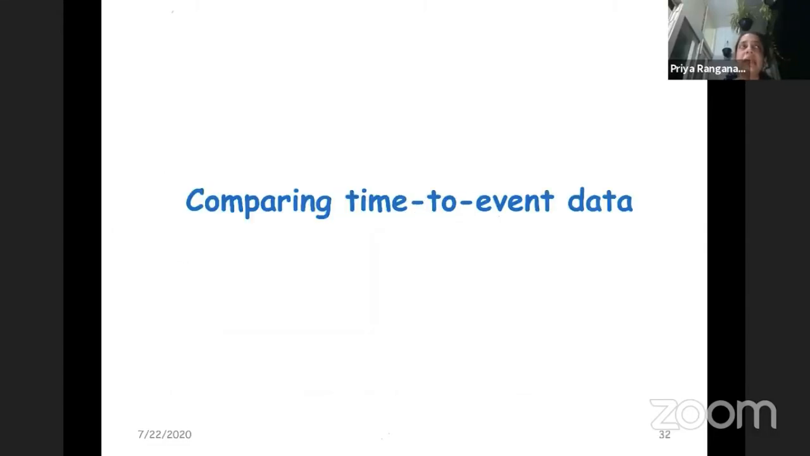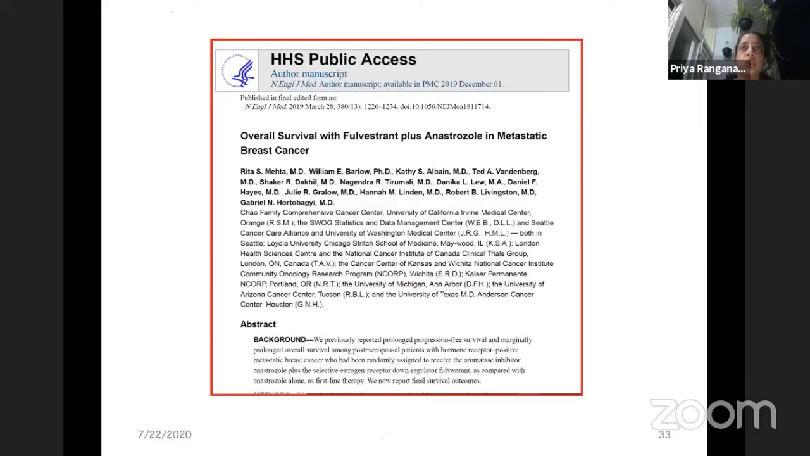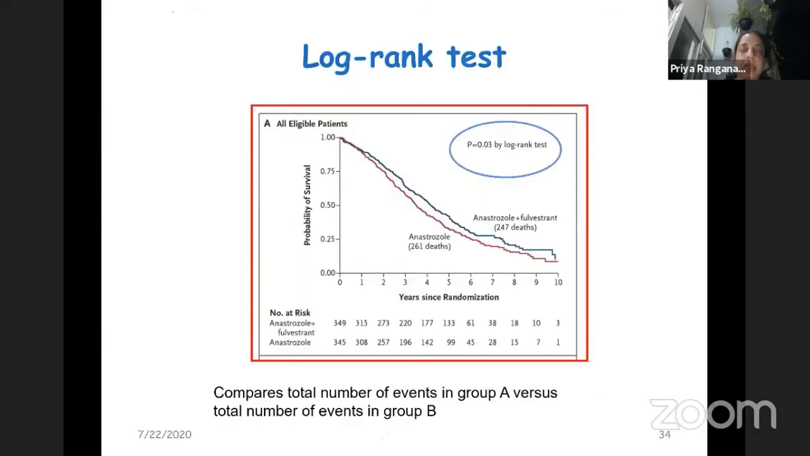Now we come to comparing time to event data. So far we saw how to draw a survival curve. Sometimes you're comparing two treatments, right? And you want to know, is the time to event data different between these two treatments or interventions? I've taken this example from NEJM 2019. This was a trial which looked at overall survival with fulvestrant plus anastrozole versus only anastrozole in metastatic breast cancer.